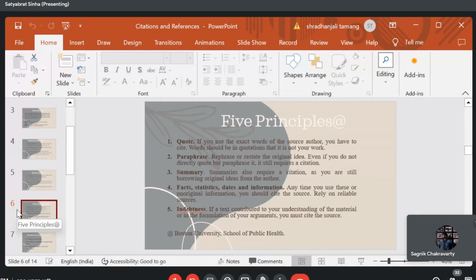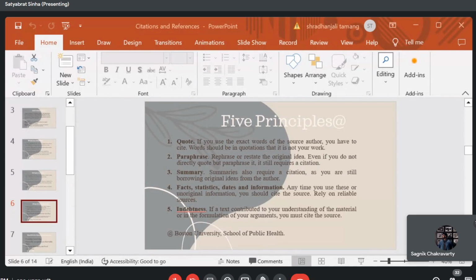Generally, if you look at the literature, they say there are 5 principles that you need to follow. This is gleaned off the internet, from the Boston University School of Public Health website. Off the top of my head, the first is quotation. If you are quoting somebody, you should provide a citation. If you're paraphrasing somebody, you should provide a citation. If you're summarizing somebody, you should provide a citation. If you use facts, statistics, dates, or information which is not originally yours, you should cite the source.